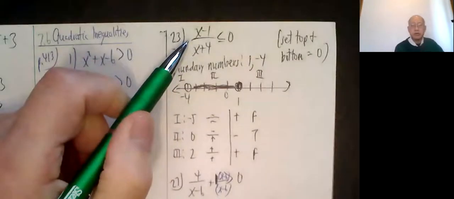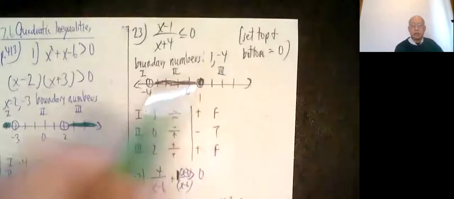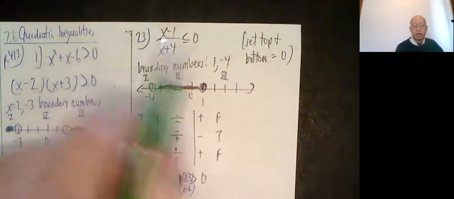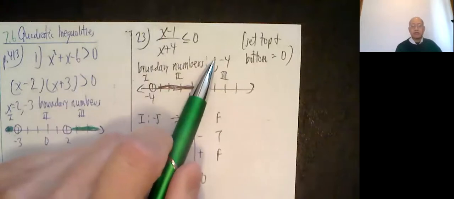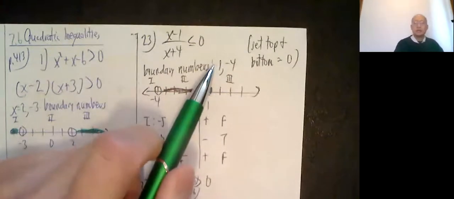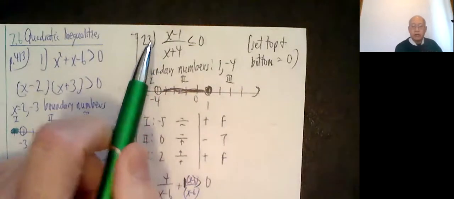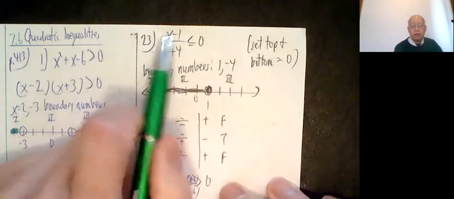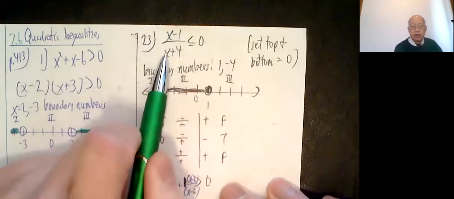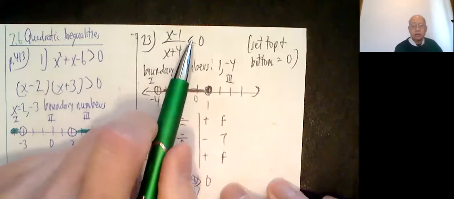If you have a fraction and quotient, you pretty much do the same thing. You'll set both the top and the bottom equal to 0. So what makes the top 0? 1. What makes the bottom 0? -4. Test each of those boundary numbers. If I plug in 1, I get a true statement. 1 minus 1 is 0, divided by that is 0. 0 is less than or equal to 0, that's true.